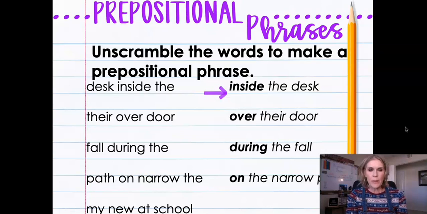On the narrow path. On is the preposition. On what? Path is the object of the preposition. Those two words and everything in between make up the prepositional phrase. My new at school. That doesn't make any sense, right? We need to unscramble it. Let's see. It would be at. That's the preposition because that tells us where. It needs to be at my new school. At what? School is the object.